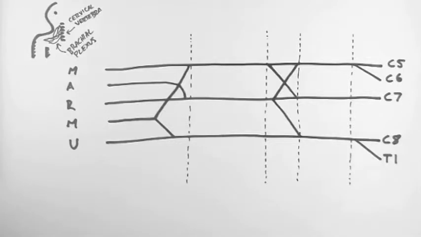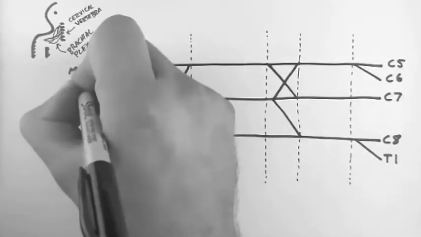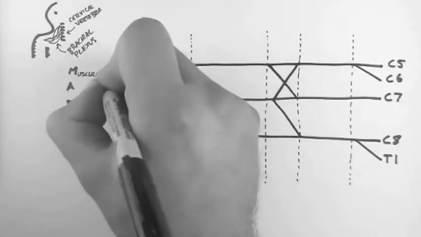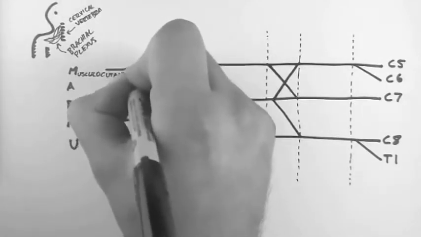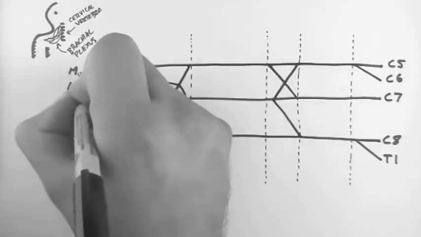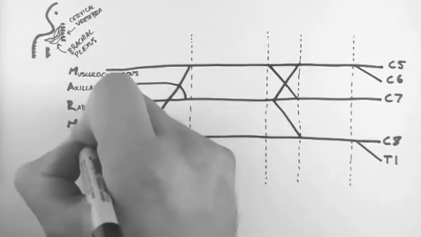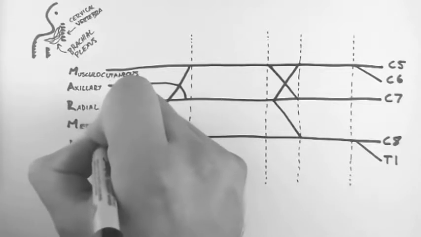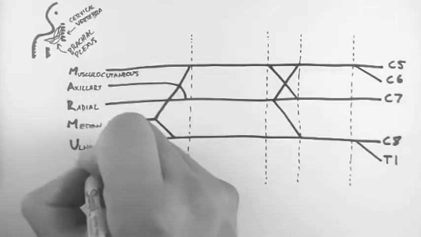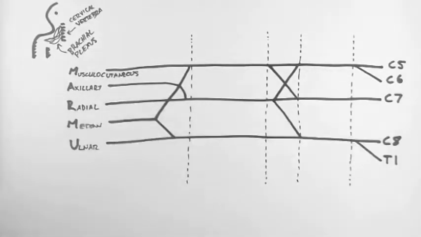Downward, they spell MAMU, and this stands for musculocutaneous, which is this top branch here, axillary, radial, median, and ulnar. And these are the names of the nerves which arise from the brachial plexus.